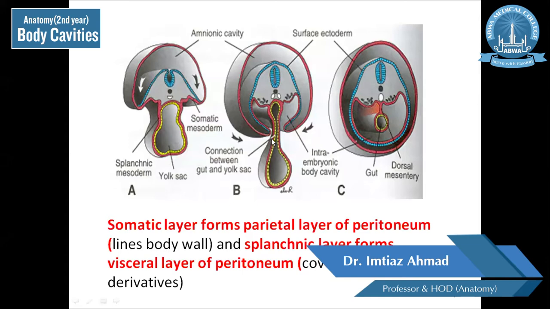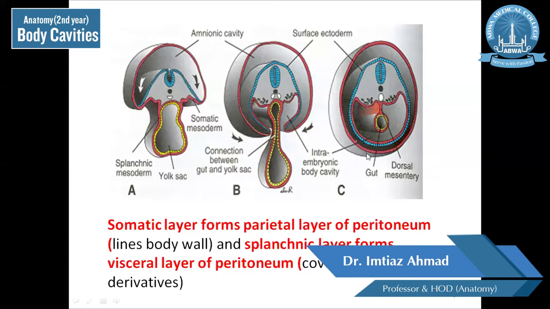Again, now this is the future, and that is, say, the embryonic disc, this one, of ectoderm, mesoderm, and this endoderm. And that is the somatic mesoderm, and this is the visceral or the splanchnic mesoderm. And when folding is occurring, see, this is folding, the lateral edges of the embryonic disc, they are coming forward and uniting in the midline to complete the abdominal wall.